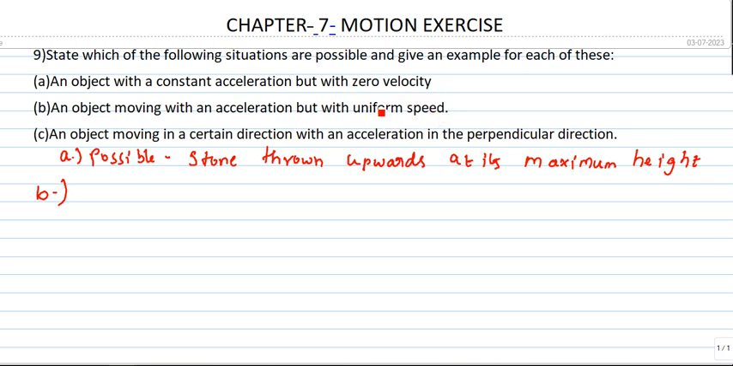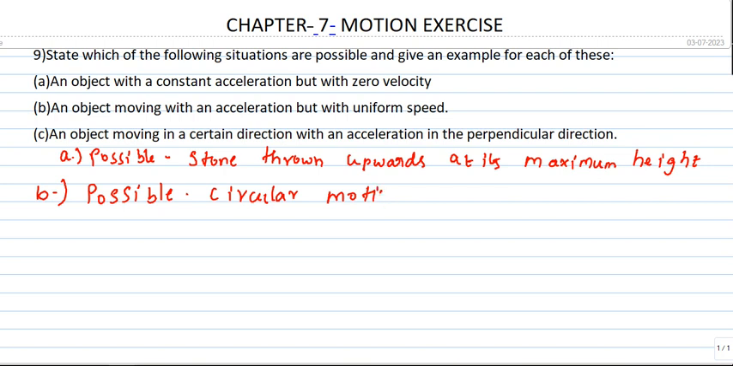For this we have to understand what is speed and what is acceleration. Speed does not have direction. Velocity has direction, acceleration has direction. So when there is a circular motion, this condition is also possible. And the example for this is circular motion.